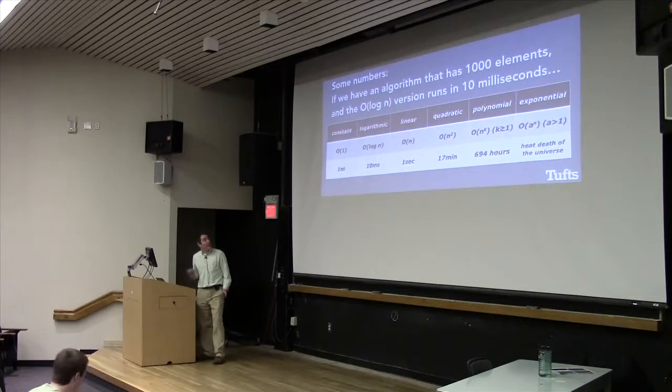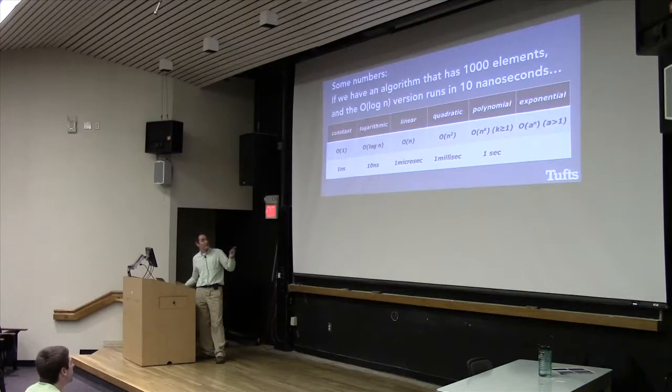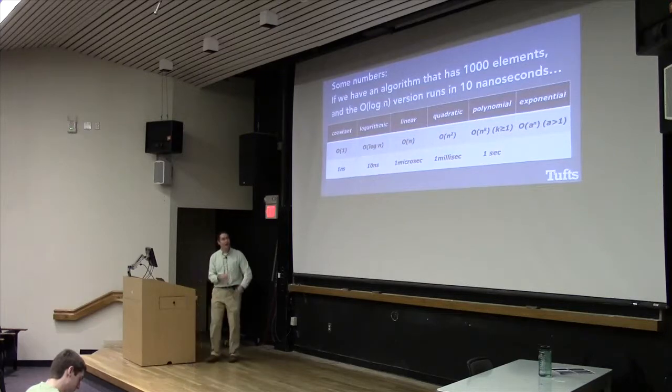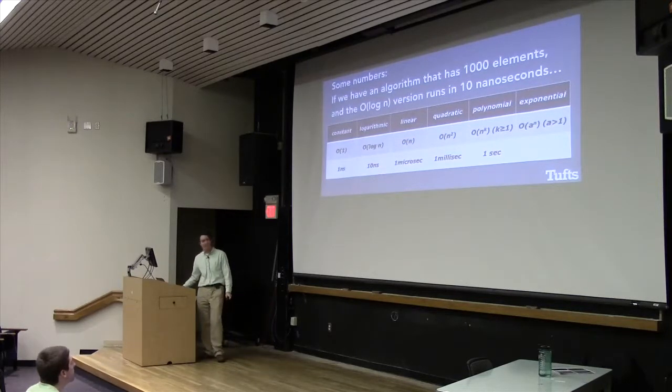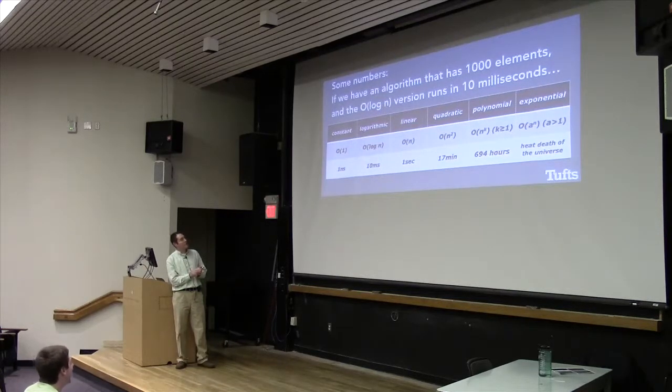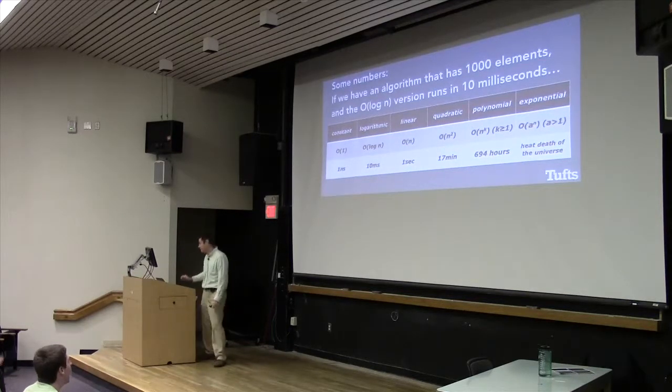Now those numbers, by the way, look pretty small. If you have a quadratic, a millisecond, that's no time. A second, that's not too bad. I can wait for a second. Well, I guess it would be cubic, not polynomial in that case. Cubic would take a second. If we bump it up and now it takes 10 milliseconds to do the log n version, it takes a second to do linear, 17 minutes to do the quadratic, 694 hours to do cubic, and the heat death of the universe again. It doesn't matter at that point.